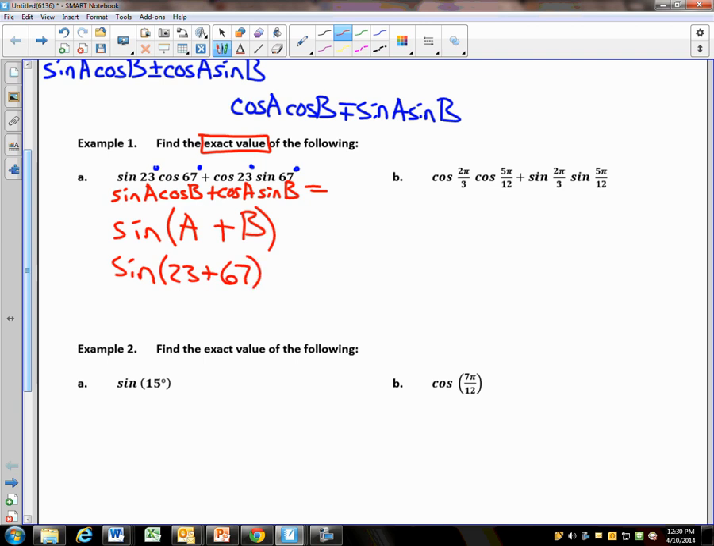Do you know what 23 plus 67 is? What is it? That's the sine of 90. So the sine of 23 times the cosine of 67 plus the cosine of 23 times the sine of 67 does happen to be the sine of 90 degrees. Do you have an exact value for the sine of 90 degrees? It is 1.